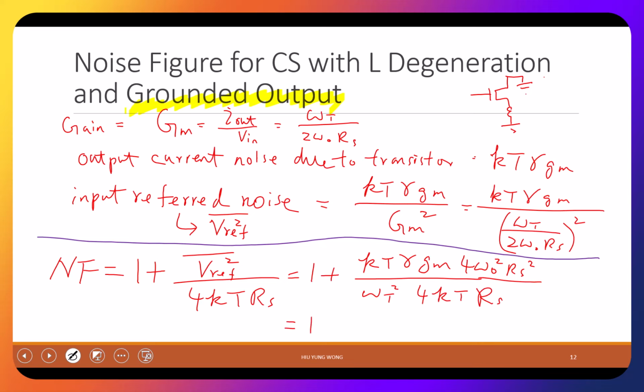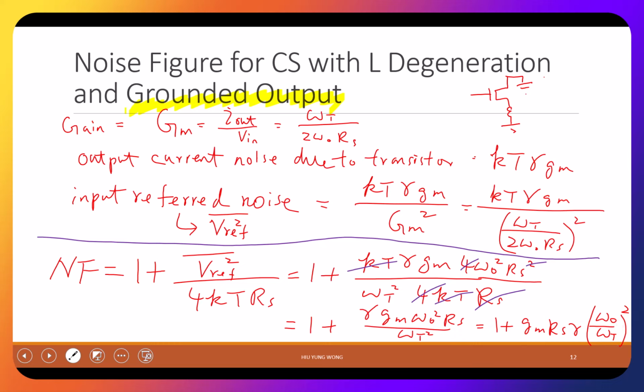So what is this? Right, let's do some cancellation. KT gone, 4 gone, RS gone by 1, right? So this is equals to gamma GM omega naught square RS divided by omega T square. Let me further arrange it to make it clear. 1 plus GM RS gamma omega naught divided by omega T whole thing square. I just put this one out, right? Omega naught divided by omega T whole thing square.